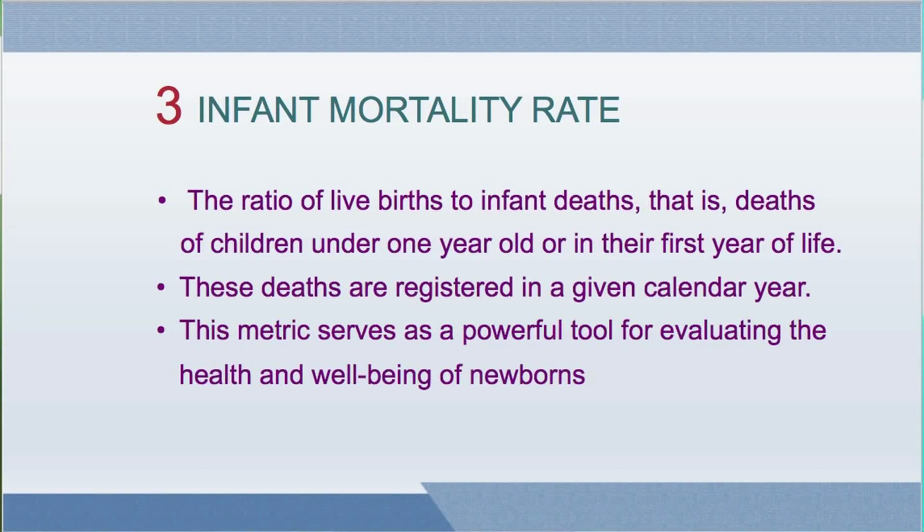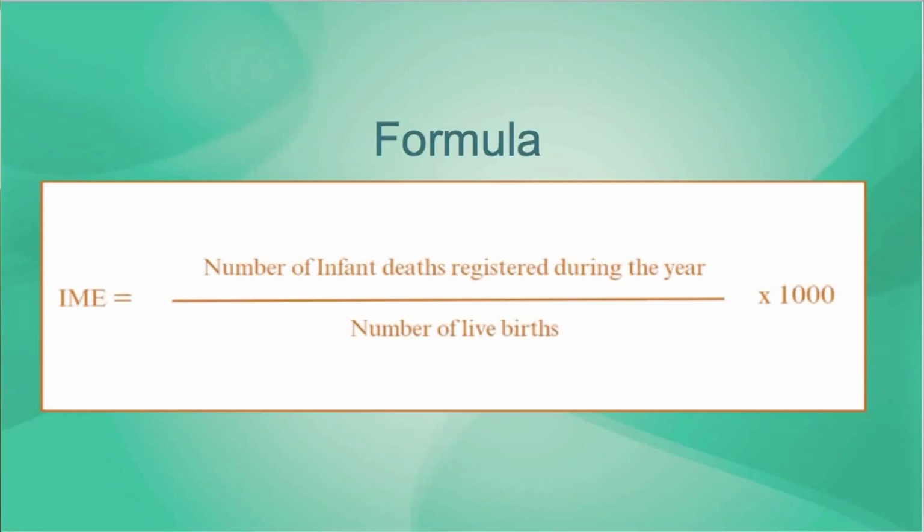The next measure of mortality, which is the infant mortality rate, or the IMR, is a vital demographic indicator that is typically calculated as the ratio of infant deaths to live births, that is deaths of children under 1 year old or in their first year of life. Now these deaths are registered in a given calendar year. The ratio is then multiplied by 1,000 to calculate the rate for every 1,000 live births.